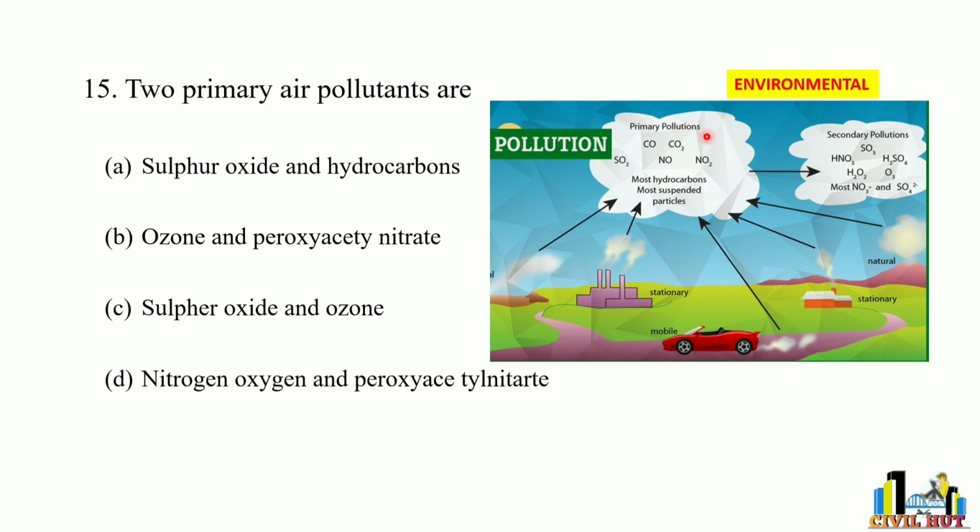In the primary pollutants, carbon monoxide, carbon dioxide, sulfur dioxide, nitrous oxide, nitrogen dioxide, most hydrocarbons, most suspended particles. Secondary pollutants are ozone, sulfur trioxide and H2SO4. So we know that ozone is secondary pollutant. In B, ozone is there. In C also ozone is there, and sulfur dioxide is primary pollutant and hydrocarbons are the primary pollutants. Our option is A.